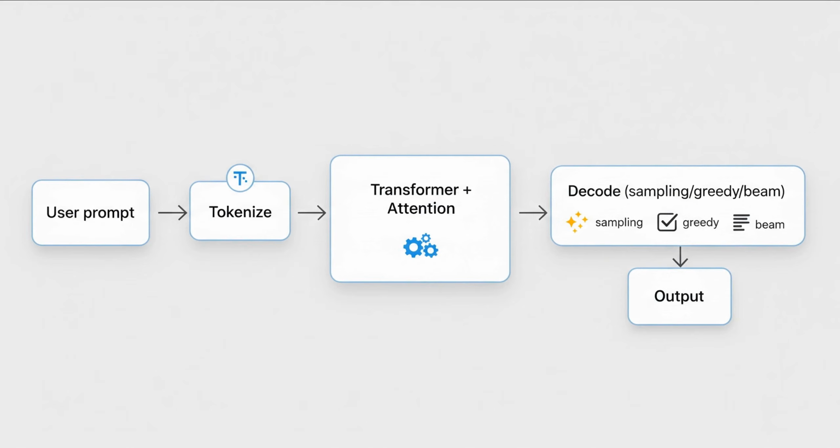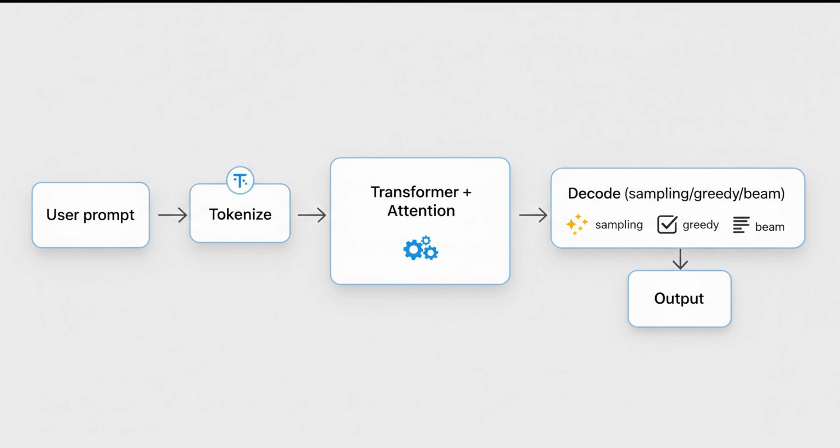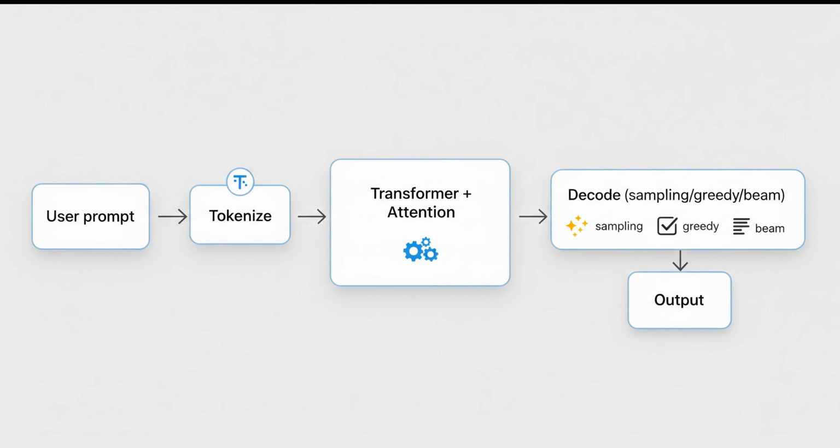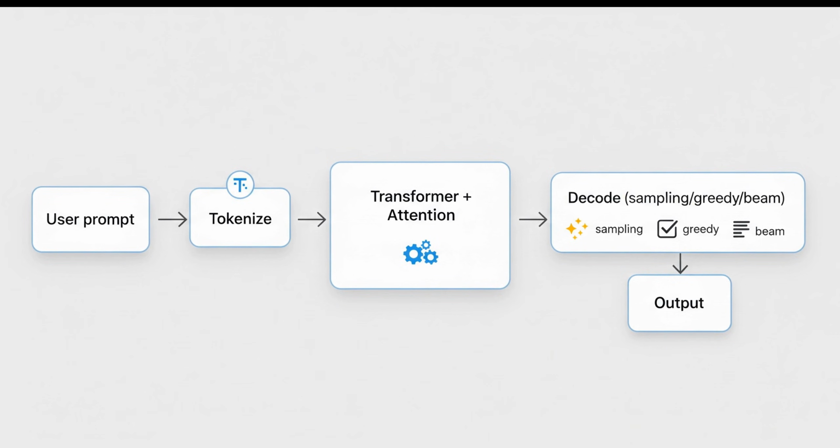Okay, a math-free walkthrough of generating an answer. 1. You type a prompt. 2. The model converts the prompt into tokens. 3. The transformer uses attention to look at context and predicts the next token probability distribution. 4. A decoding method, like greedy, sampling, or beam search, picks the next token. 5. Repeat until the reply is complete.